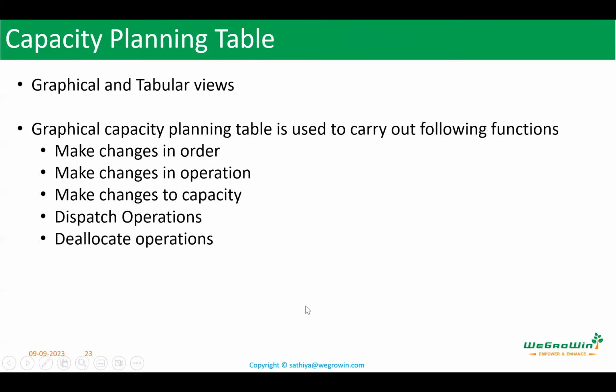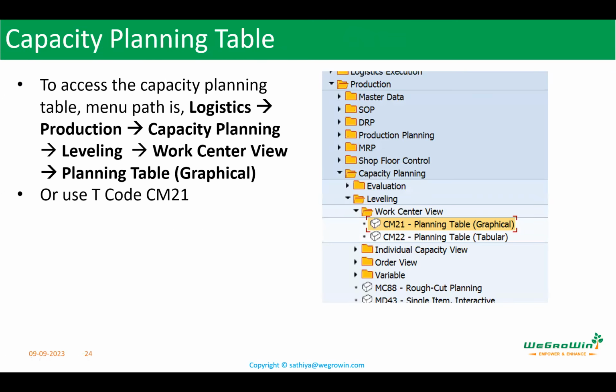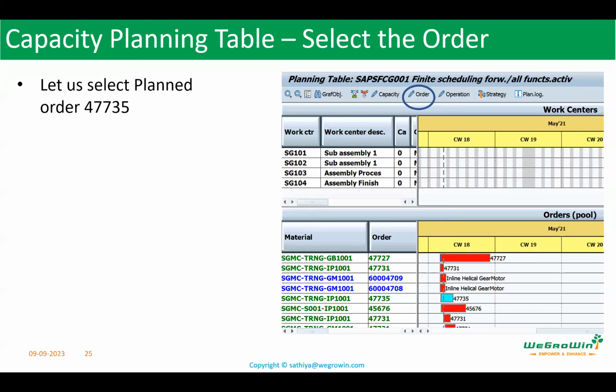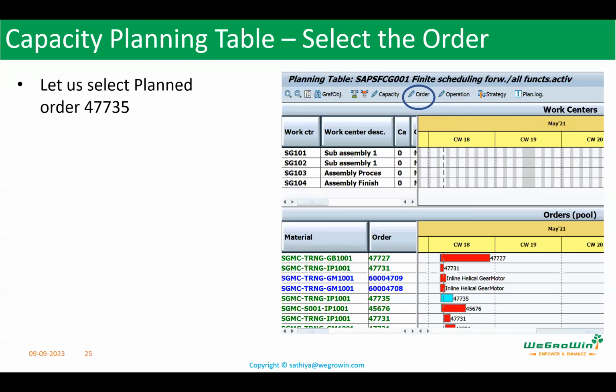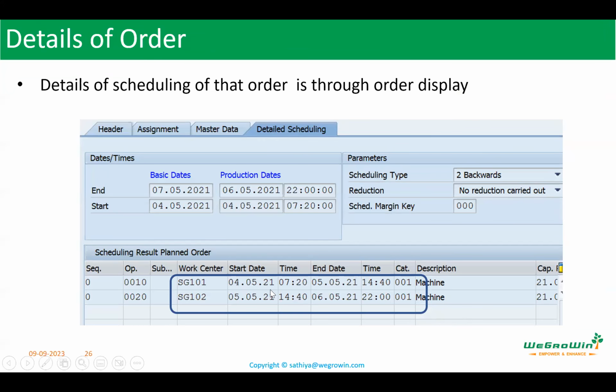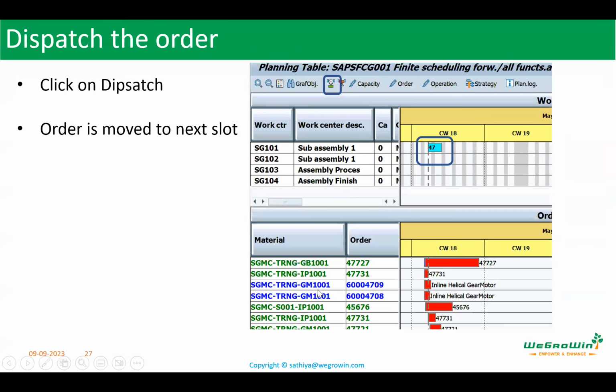Capacity leveling is through the planning table. The planning table is done through CM21. Now, whatever I want to do, I can go and select the particular planned order. If I click on this, which is the order, I can see the details of this order, which has start date, end date. The scheduling has happened based on the timing.